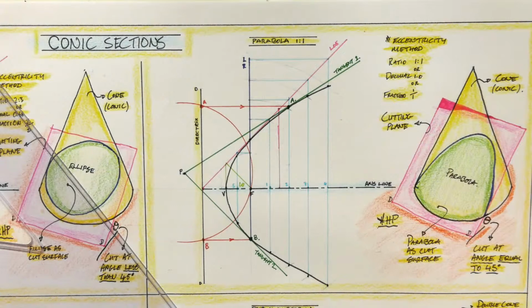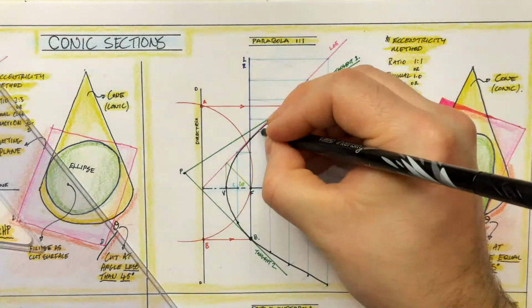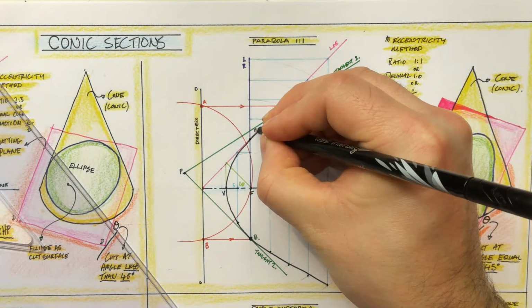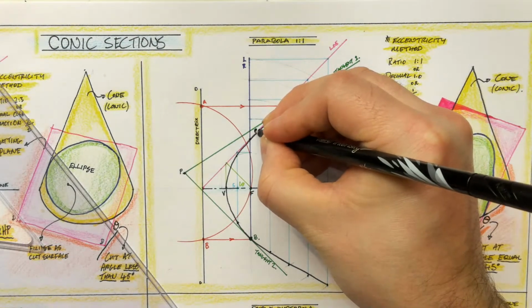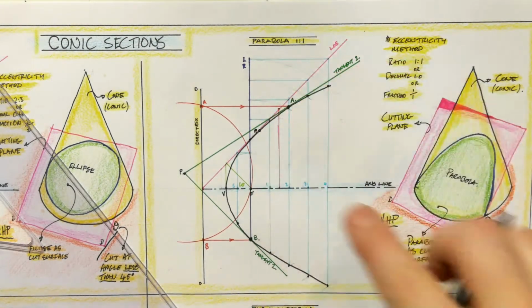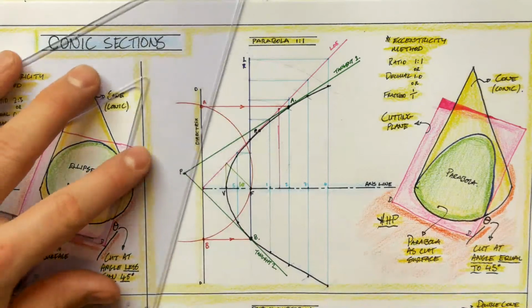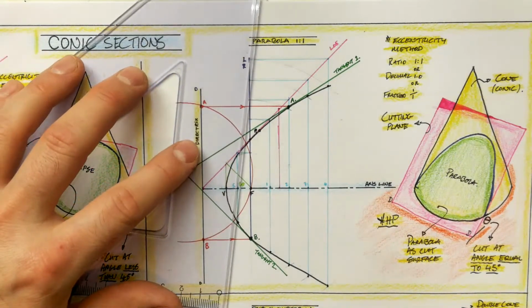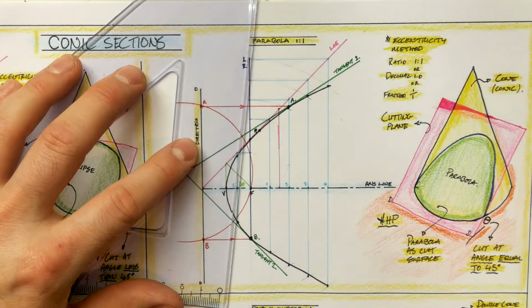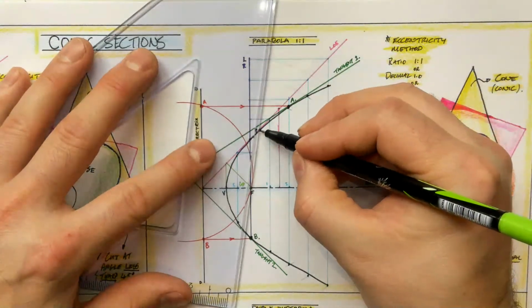Okay, now the next thing here, let's say we have a point on the curve. Let's say I have a point right here. We'll call it point P, and don't be confused, we'll call that P1. Here it is, right here. To find the tangent at this point, what we can do is draw a line from P1 back to F.